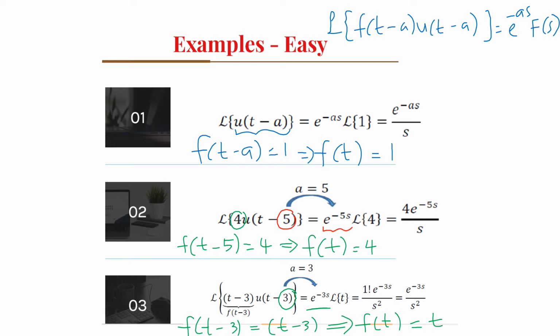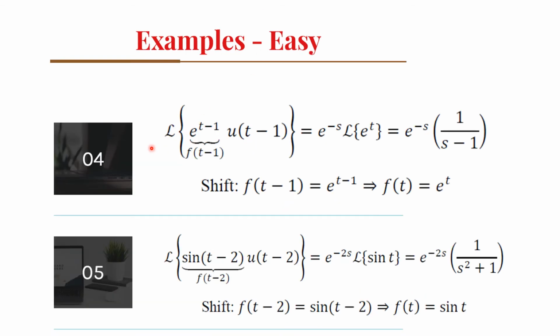The Laplace of (t-3)u(t-3) equals e to the power of minus 3s times Laplace of f(t), which is Laplace of t. Laplace of t is 1 over s squared, so the answer is e to the power of minus 3s over s squared. So here are another two examples. Example 4: Laplace of e to the power of (t-1) times u(t-1).